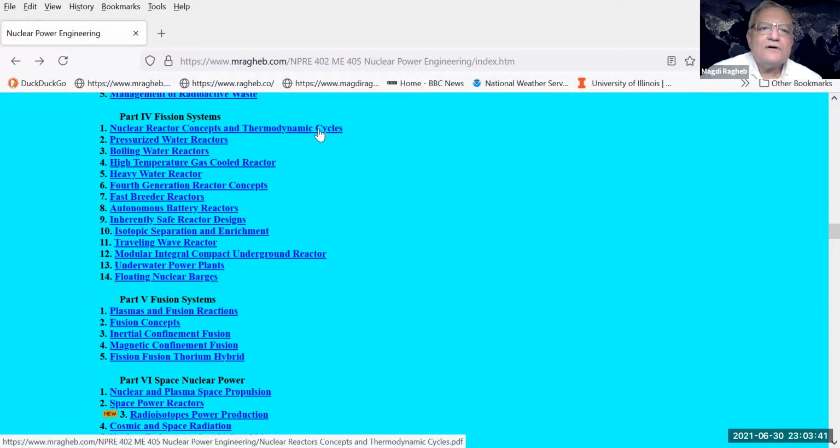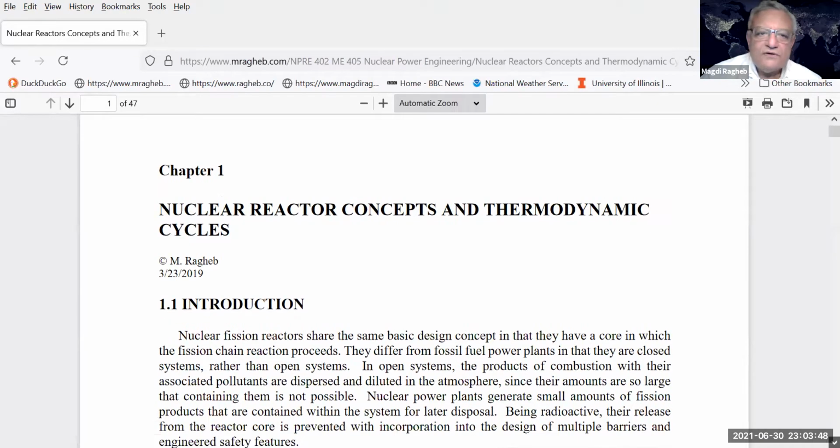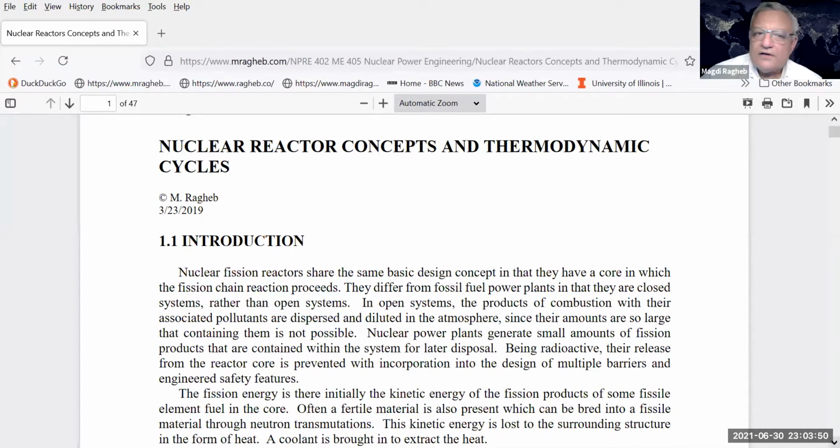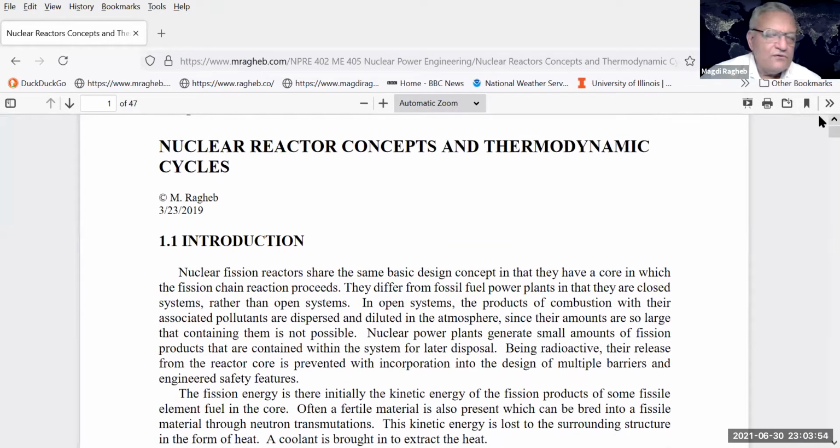So we start here on our chapter on the nuclear reactor concepts and the different thermodynamic cycles, and we will cover as many of the reactor concepts, both existing and operating all over the world, as well as the different concepts that are on the drawing boards and even ideas that haven't been pursued yet.